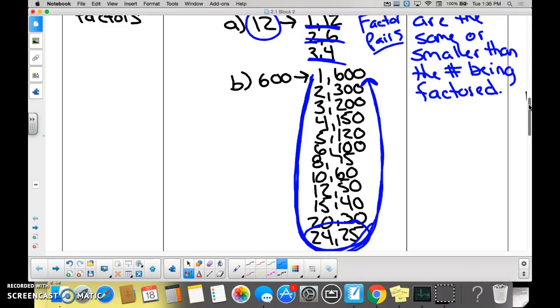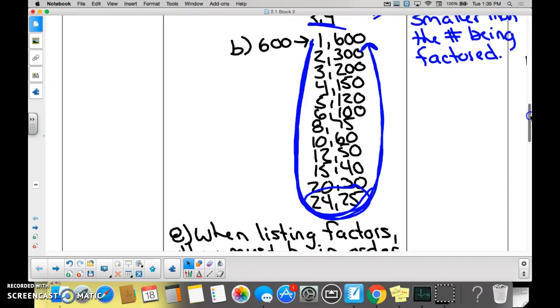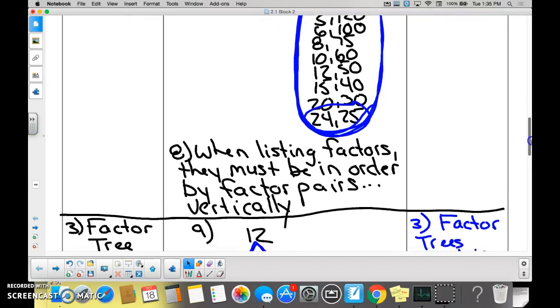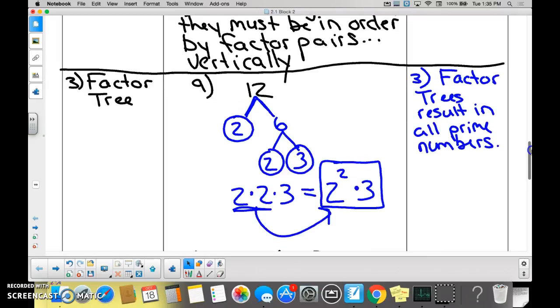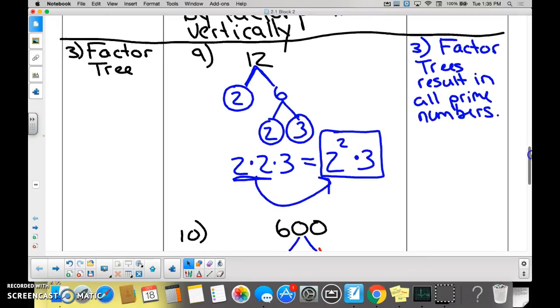Because if I am going through all my numbers 1 through 24, I would try 25 next and be like, wait a minute, I've already used 25, right? So you're done. So when the numbers actually crisscross one another, you know you found all the factors for that number. The most important part of the lesson then is down below. Don't forget about listing them vertically. The most important part of the lesson is right here.